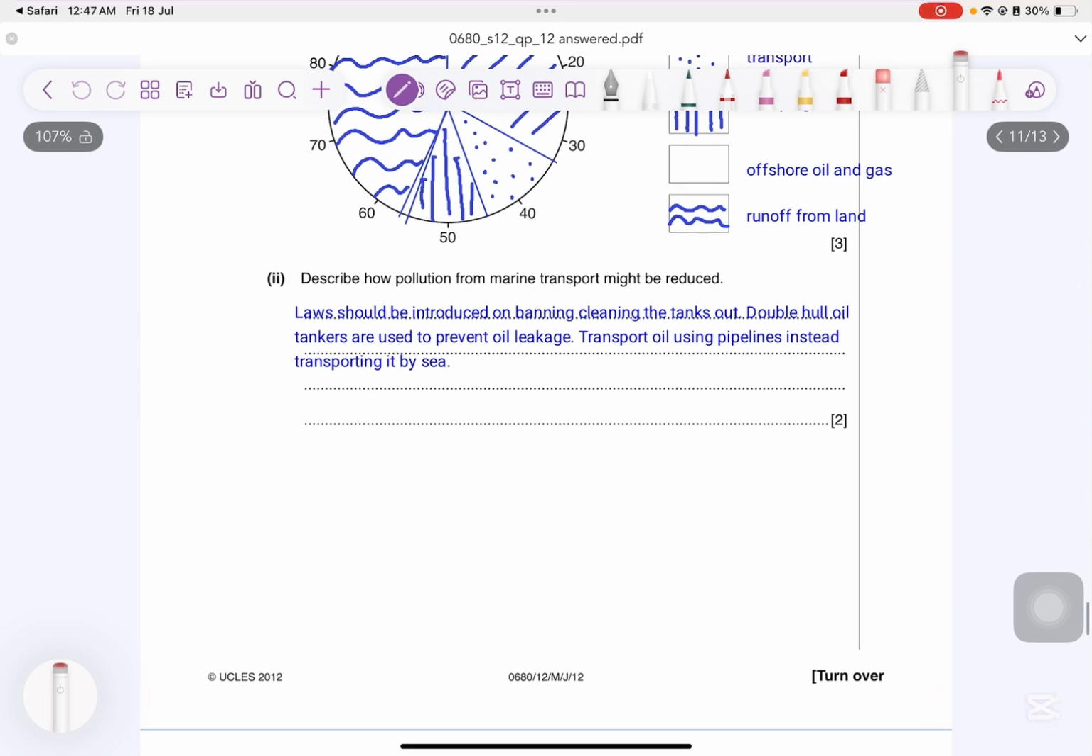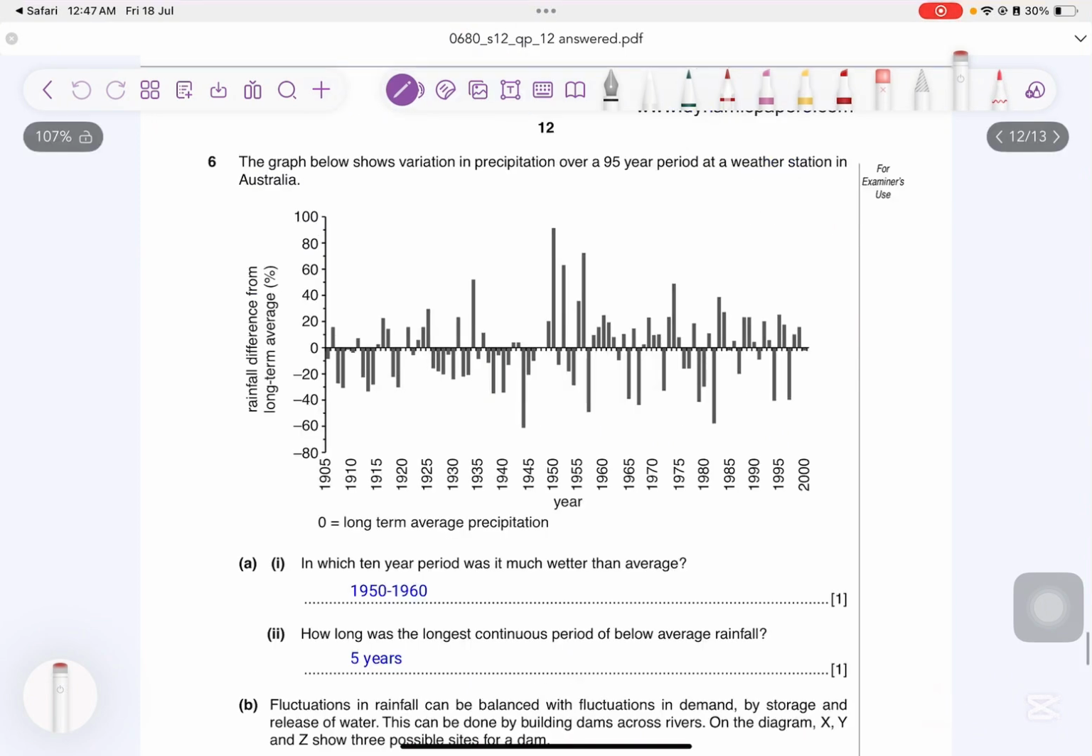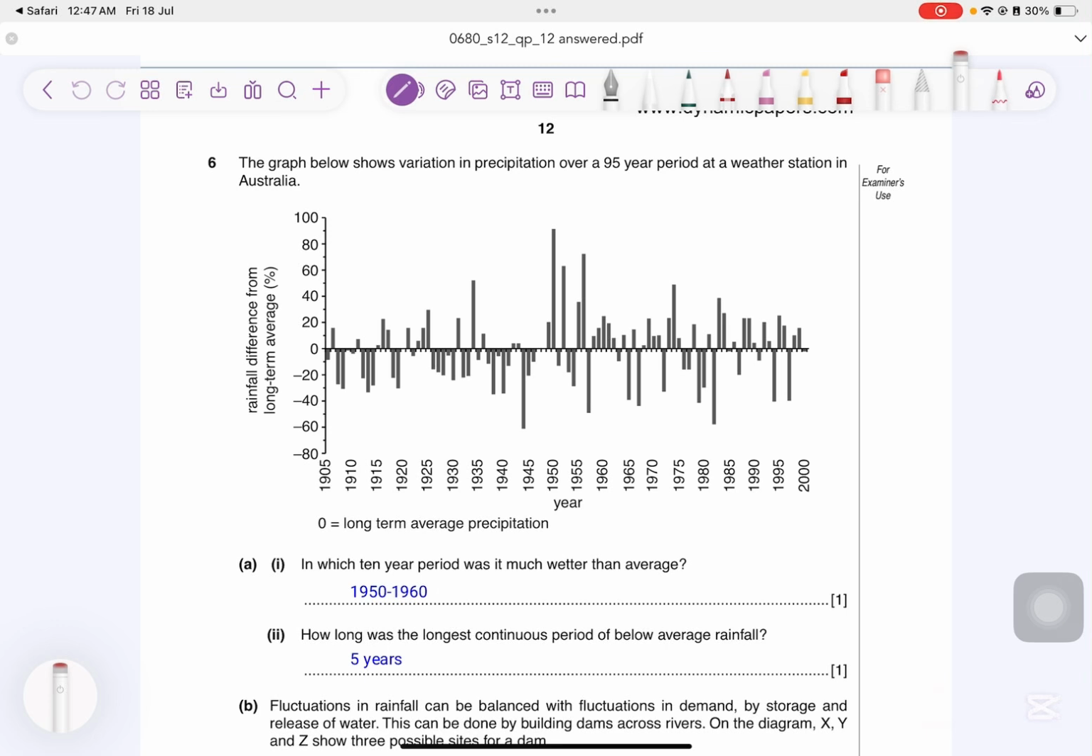Describe how pollution from marine transport might be reduced by laws. Laws should be introduced banning cleaning the tanks out at sea, requiring double-hulled oil tankers to prevent any oil leakage, and transporting oil using pipelines instead. The last question we have in this paper is about a graph. This paper contains a lot of graphs, I know.